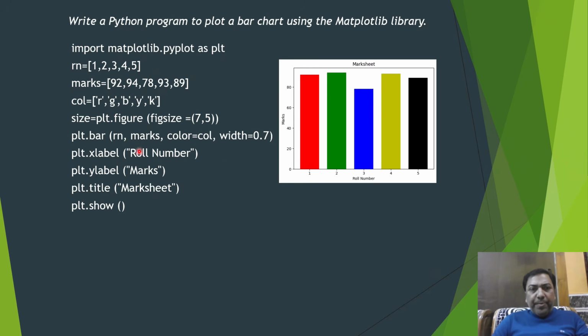You can see here different colors. We have used red, green, blue, yellow and black. And here the x label we are using roll number, y label we are using marks, and the title is mark sheet. So this is the way we can prepare the bar chart.